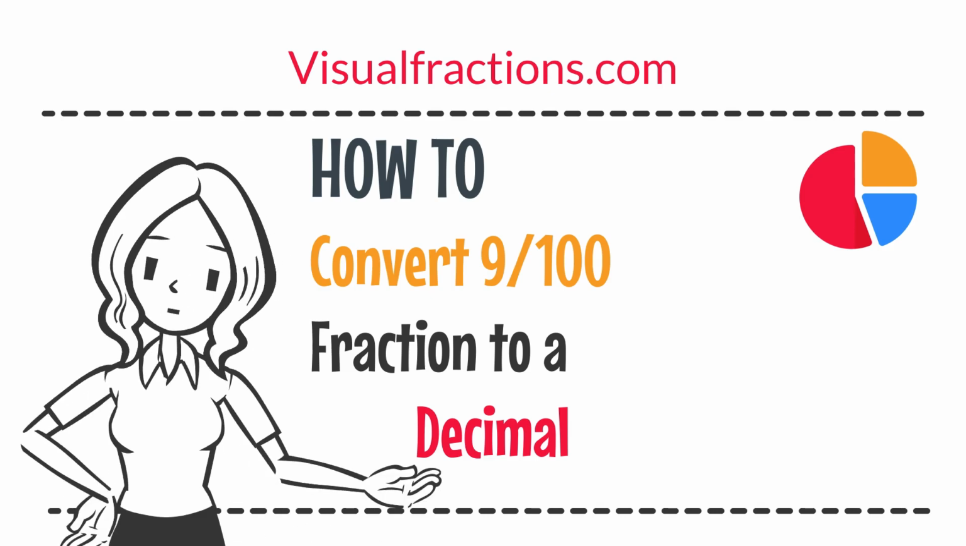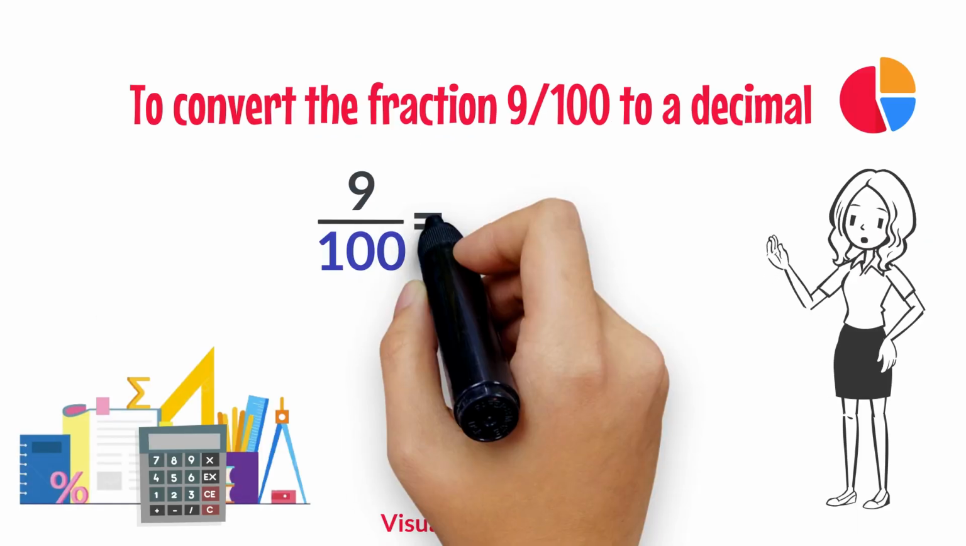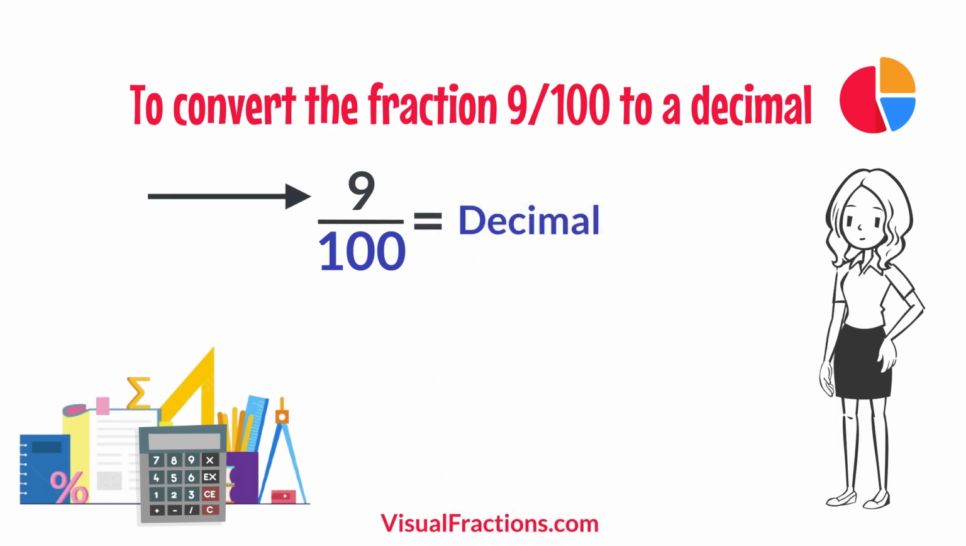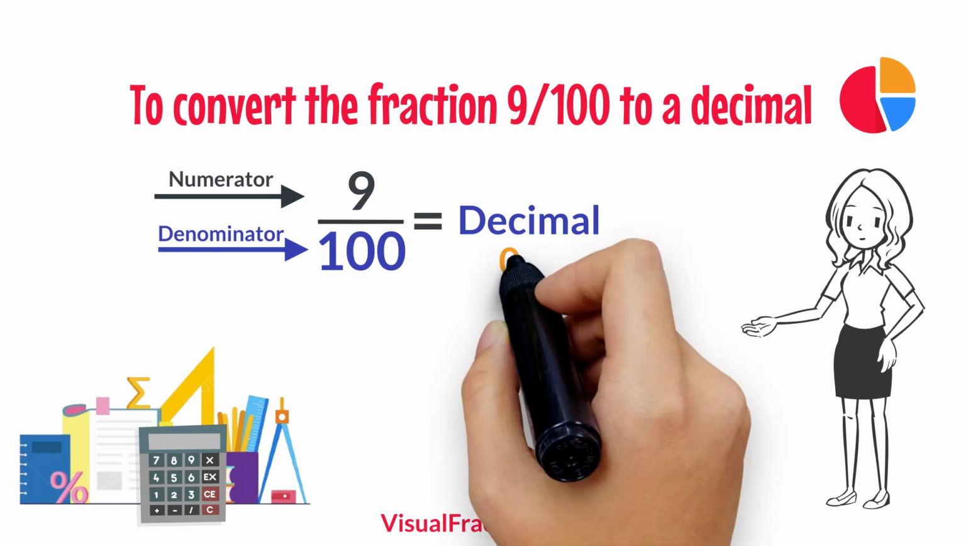Today, we're going to explore how to convert the fraction 9/100ths to a decimal. To convert the fraction 9/100ths to a decimal, all we need to do is divide the numerator, the top number, by the denominator, the bottom number. So, we simply divide 9 by 100. The answer we get is 0.09.